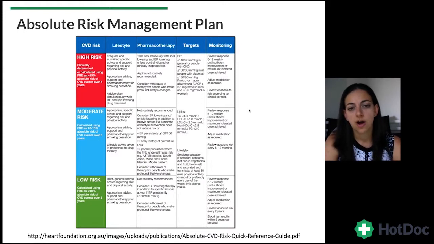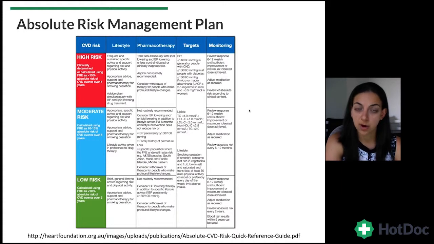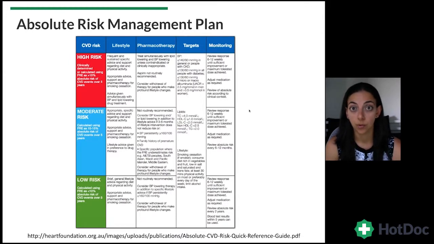The other thing that is quite interesting is that in the pharmacotherapy column, you'll see that the final paragraph in each of those sections, regardless of the risk level, is to consider withdrawal of therapy for people who make profound lifestyle changes. So if you have a patient who has improved their physical activity levels or drastically changed their diet, and they're getting really good weight loss milestones, then always reconsider the pharmacotherapy they're on and whether we can scale it back or if it's even necessary at all anymore.